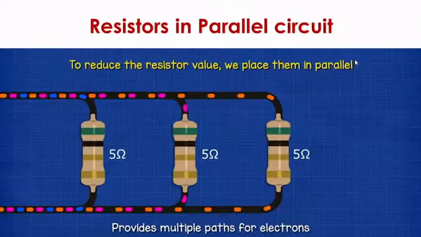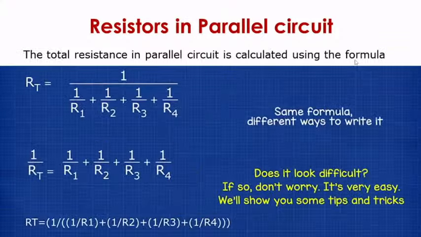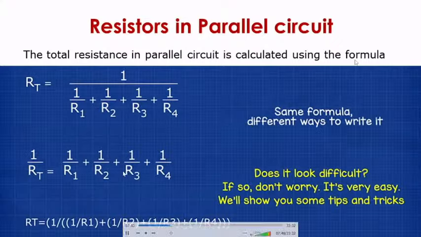Now resistors in a parallel circuit. When they are connected in parallel, basically, it reduces the total value of resistance. The formula of the total resistance is 1 divided by 1 upon R1 plus 1 upon R2 plus 1 upon R3 plus 1 upon R4, provided we have connected 4 resistors in parallel. They can be represented in other ways also, like 1 upon RT is equal to 1 upon R1 plus, so the sum of the inverses of all resistors.